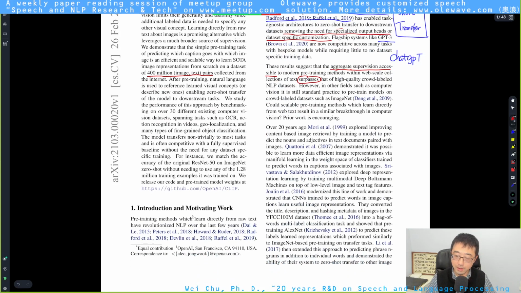I think one thing I want to mention here is that they talk about the YFCC 100 million dataset. They performed similarly to ImageNet based pre-training on transfer tasks. And after that, Li et al. extended this approach to predict the phrase n-grams. So does that mean previously the model is trained using an image as input, but the output is a bag of words?